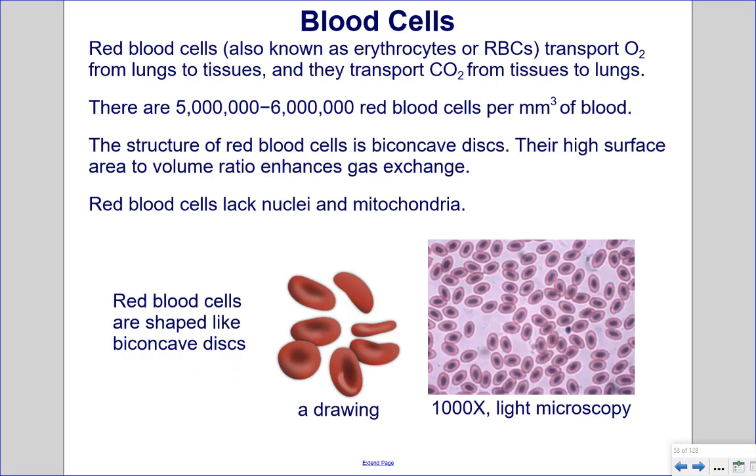Blood cells. Red blood cells, also known as erythrocytes or RBCs, transport oxygen from lungs to tissues, and they transport carbon dioxide from tissues to lungs. There are 5 million to 6 million red blood cells per millimeter cubed of blood. The structure of red blood cells is biconcave discs. Their high surface area to volume ratio enhances gas exchange. Red blood cells lack nuclei and mitochondria.